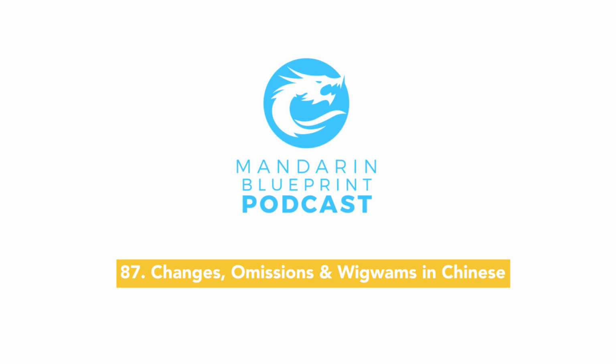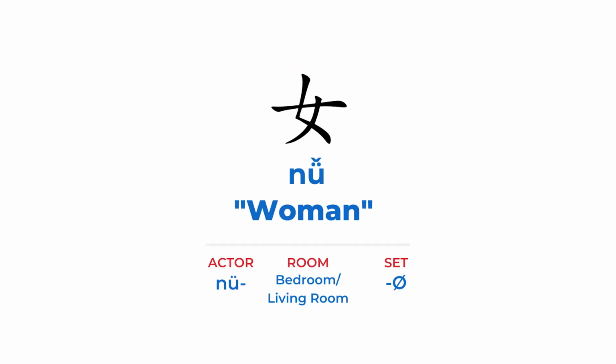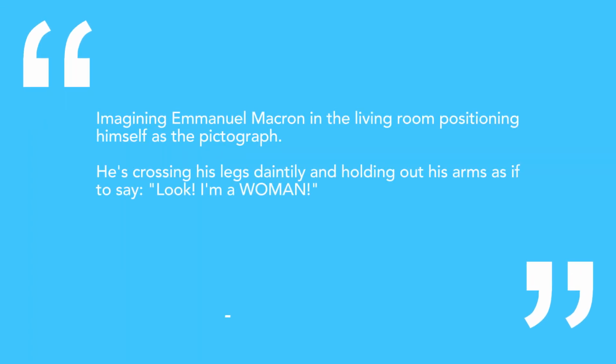Sounds good. Let's see. Next, we have Dom Thompson on Make a Movie for Nu, which means lady or woman or female. Imagining Emmanuel Macron in the living room positioning himself as the photograph. He's crossing his legs daintily and holding out his arms as if to say, look, I'm a woman. And this is fine because this is a pictograph of a woman. You're going to use this character all the time.